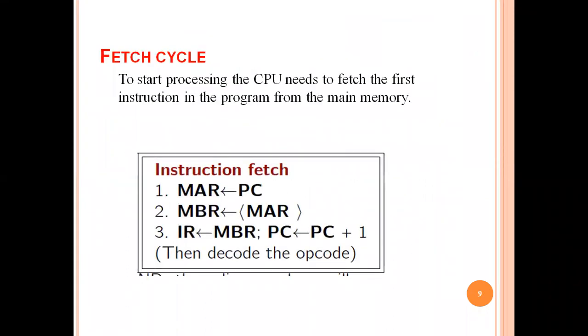Now, this is the fetch cycle. See what happens in the fetch. To start the processing, the CPU needs to fetch the first instruction in the program from the main memory. Clear? I have already told that the instruction and data are stored in the main memory. Whenever the processor wants to execute an instruction, it has to take the data from the main memory. Always remember, the processor cannot directly take data from the secondary memory. It has to be stored into the main memory or RAM. Clear?